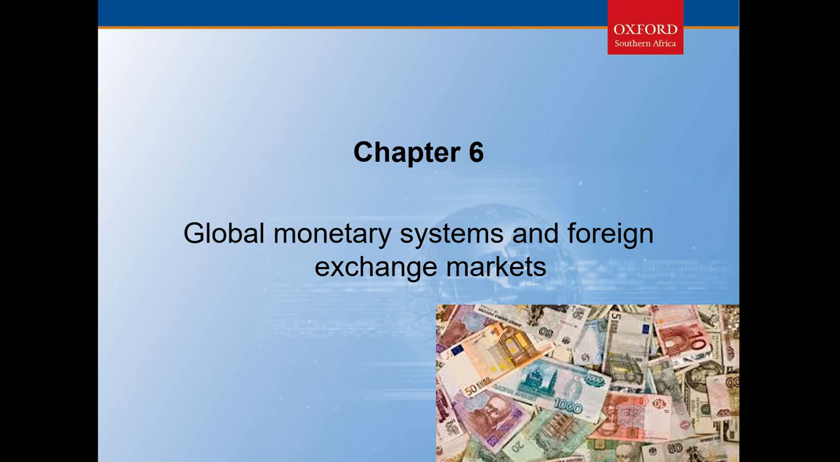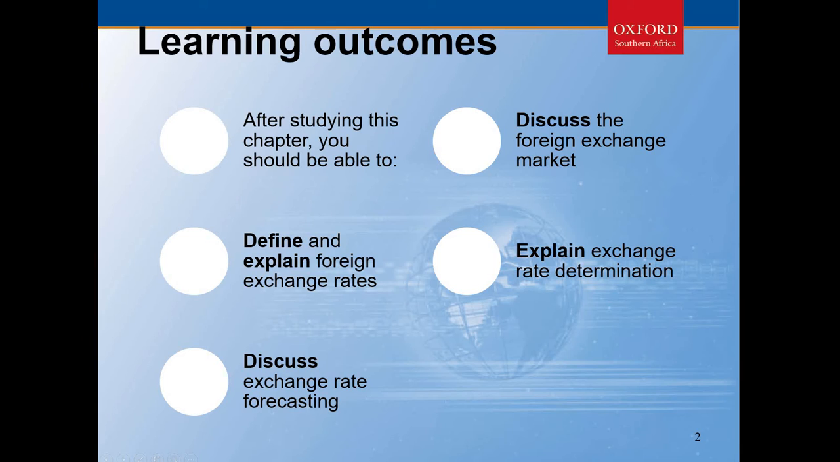We're going to be looking at Chapter 6, which relates to global monetary systems and foreign exchange markets. So basically, we're going to look at how the exchange of money between countries affects global business. The outcomes, in other words, what we'll be looking at in this chapter.